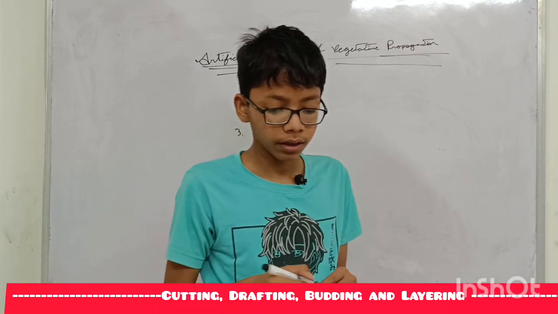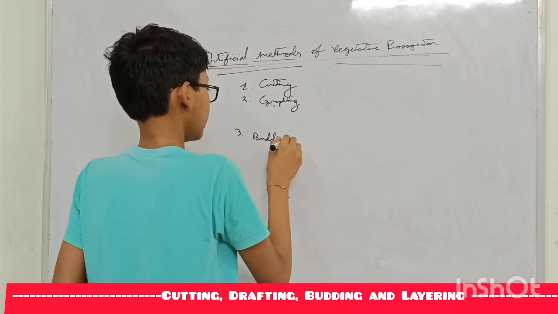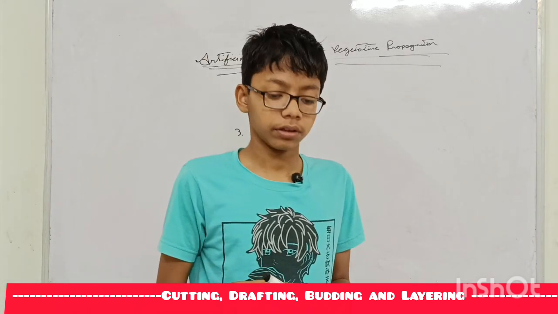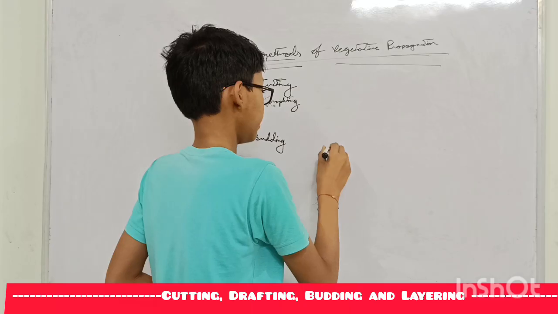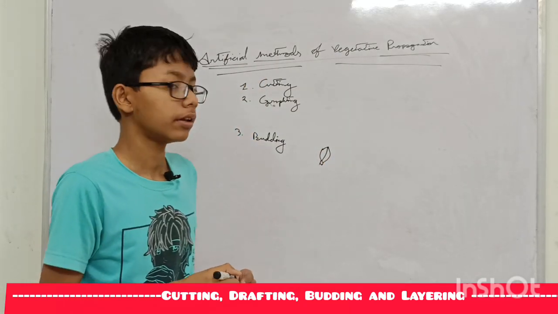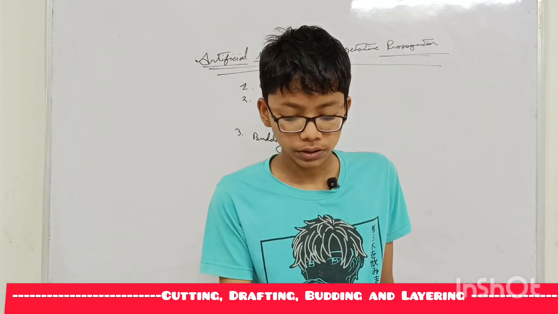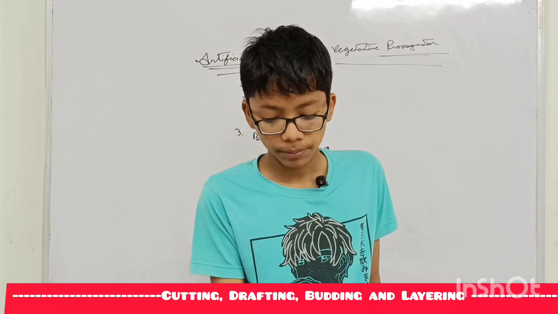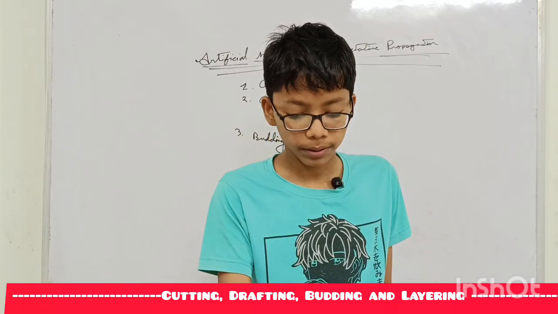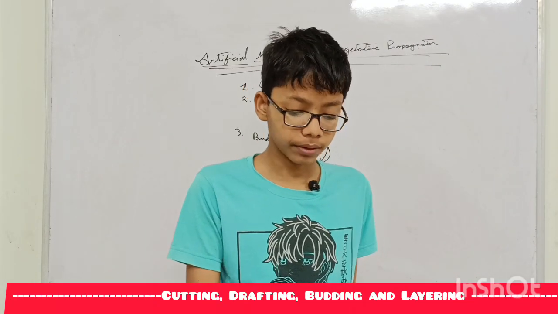Now number 3 is budding. The name of the method refers to the main thing which is used in this process: a bud, obviously, the first step of a flower. So here a bud along with a portion of stem of the desired plant is taken and then inserted into a small slit made in the bark of another plant. Both are tied together, for example, primrose. The process here is also simple.